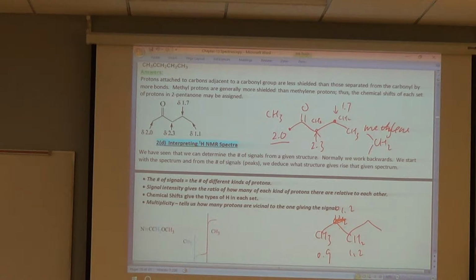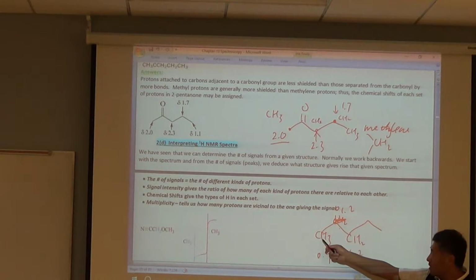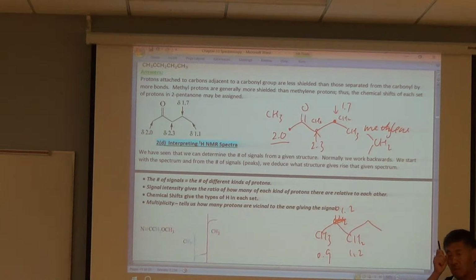Does that make sense? So why is that more shielded? Why is the left one more shielded than the right? Because this CH3 has only one carbon on this carbon, and carbon is more electronegative. The other one has the O and the C, so which are opposite. Yeah, so this carbon has a C and the C has two carbons on it.